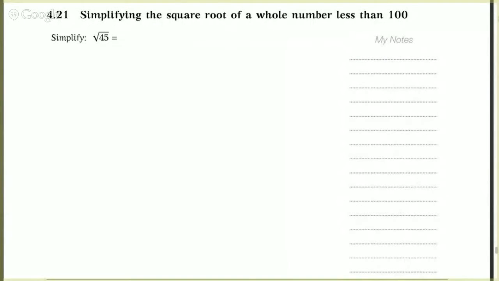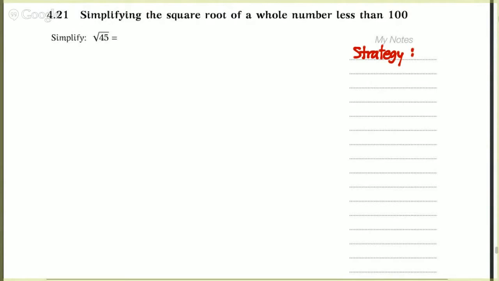So this first example of simplifying a radical expression is going to be a rather quick one, but it really lays a foundation for how we're going to simplify more intricate radical expressions later on. In this problem, we're just given the square root of 45 and asked to simplify it to the extent that we can. So what does that mean?